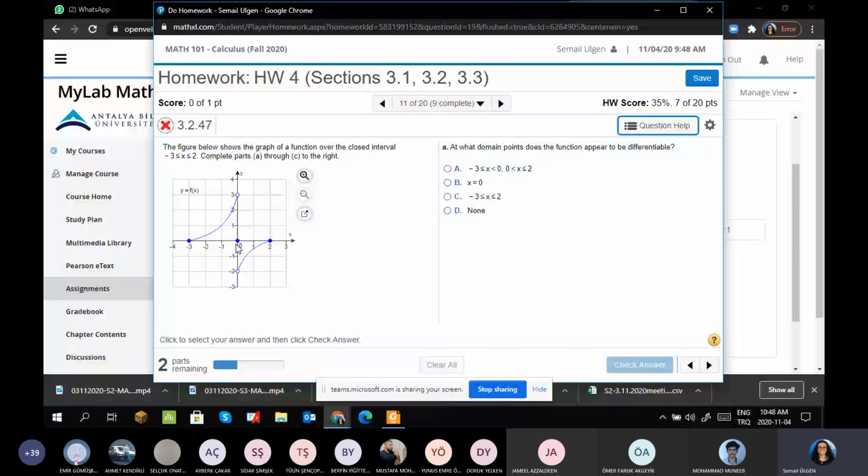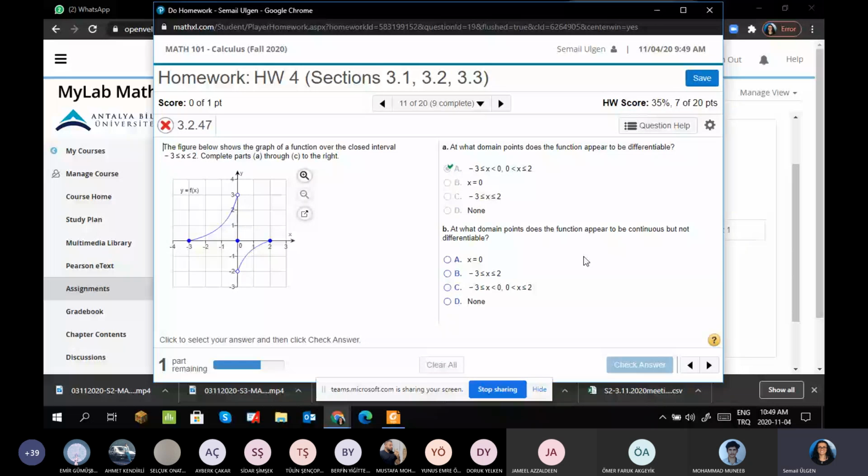At the endpoints we may have, for example, at 3 a right-hand derivative, and at 2 from the left we might have a left-hand derivative. It seems we do, because we don't see anything extraordinary; it's just a curve coming towards it. So at what domain points does the function appear to be differentiable? We are going to say -3, included, until 0, and then 0 to 2, with 0 excluded. Of course, we have to say that is answer A.